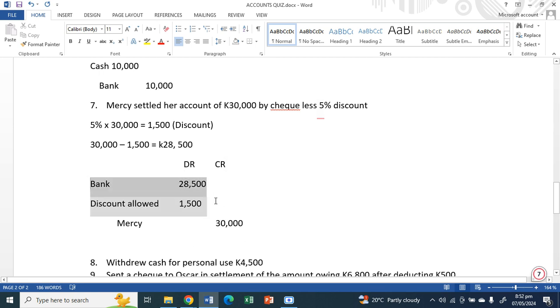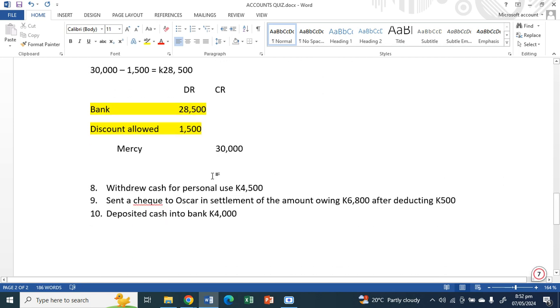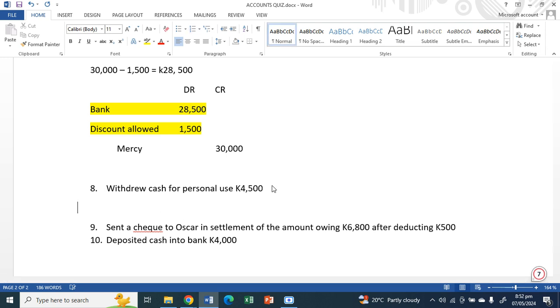Okay. So these are the ones that are going in the three column cash book. Withdraw cash for personal use. This is drawings. Drawings is a contra capital account. It reduces your capital. So since capital increases with a credit, drawings increases with debit. So you debit drawings 4,500.